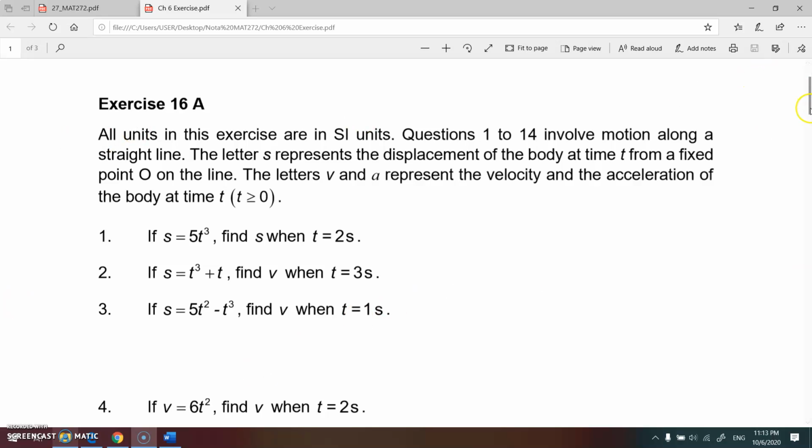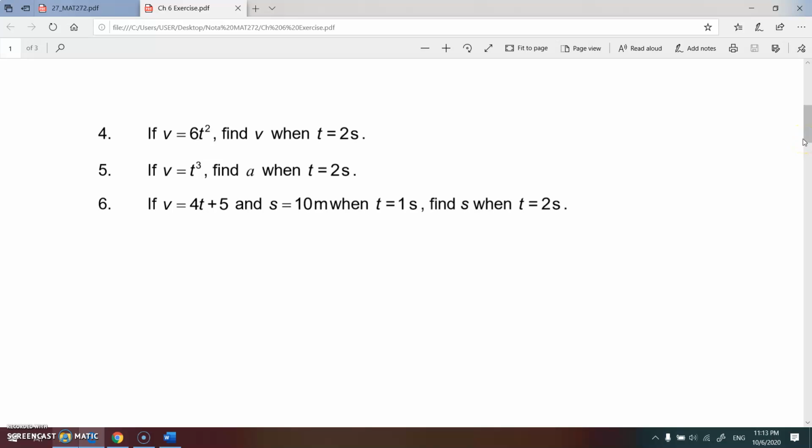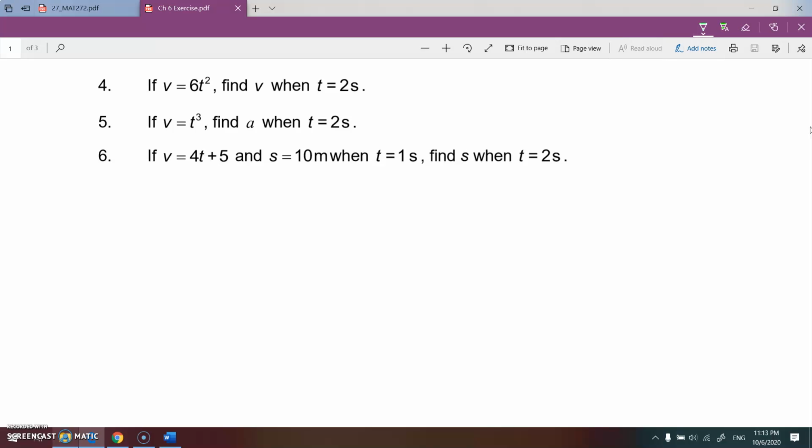Questions 1 to 3, I leave it to you. I will show questions 4, 5, 6. You are given V, the velocity, is 6t squared. Find V when t is equal to 2. So, question number 4.